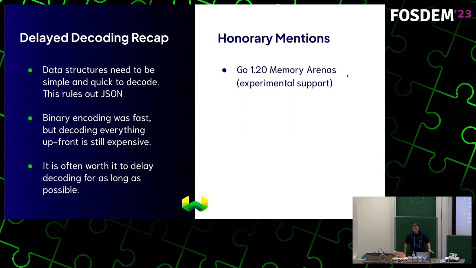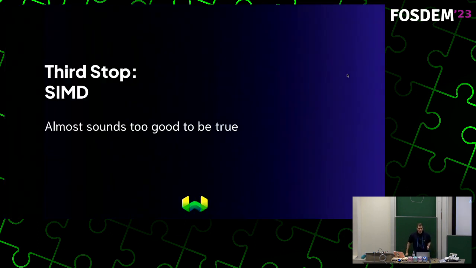No wish list here, but an honorary mention. So Go 1.20, they've actually removed it from the release notes because it's so experimental, but Go 1.20 has support for memory arenas. And the idea for memory arenas is basically that you can bypass the garbage collector and manually free that data. So if you have something that you know has the same life cycle, then you can say, okay, put it in the arena and in the end free the entire arena, which would bypass the garbage collector. So that could also be a solution in this case, if that ever makes it. Right now it's super experimental and they basically tell you, we might just remove it, so don't use it.